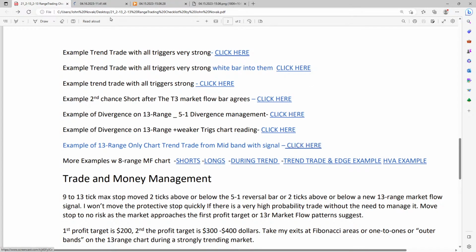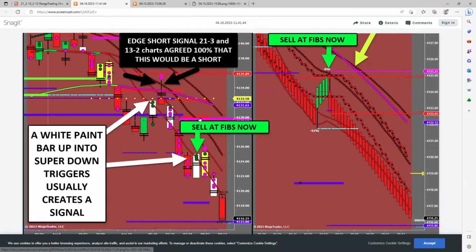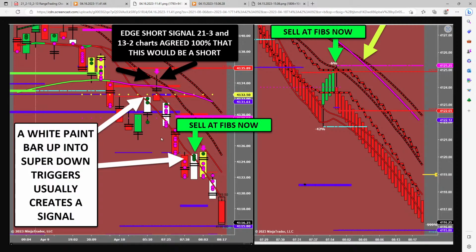Not real quick because there's no reason to, but look, MB, his name is Mark, and I'll leave it at that, but not Mark Novak. MB, you'll see him in the room every once in a while. He was one of the very first people. When I did the market flow back in 2016, I guess is when we wrote the market flow, he was the first one to say if the small triggers are down really, really strong and your white paint bar goes up below them, you almost always get a short signal.